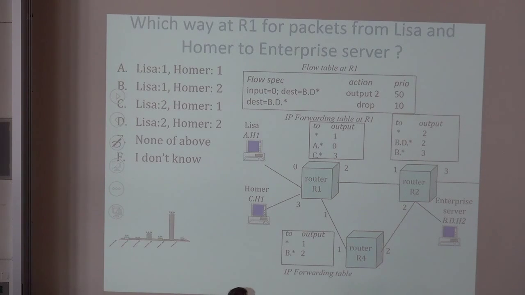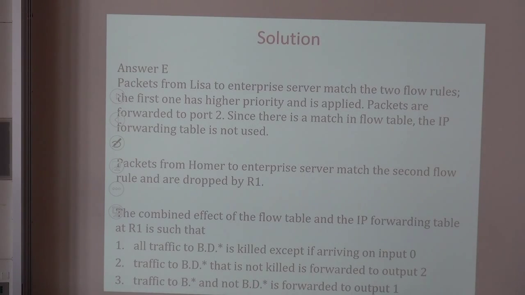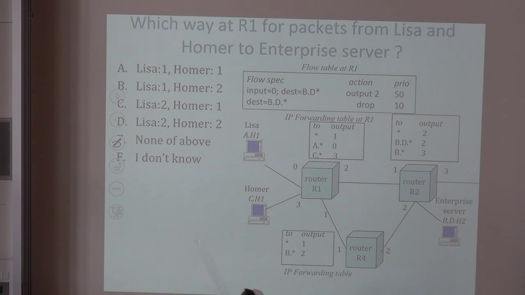And the correct answer is none of the above. Why? Well, because one packet will be dropped. The packets from Lisa will match the first flow rule. They arrive on input port 0. They have a destination that is B.D. something. So they will be sent to output port number 2. But this packet, which has the same destination, is dropped. So this router will kill the packets.